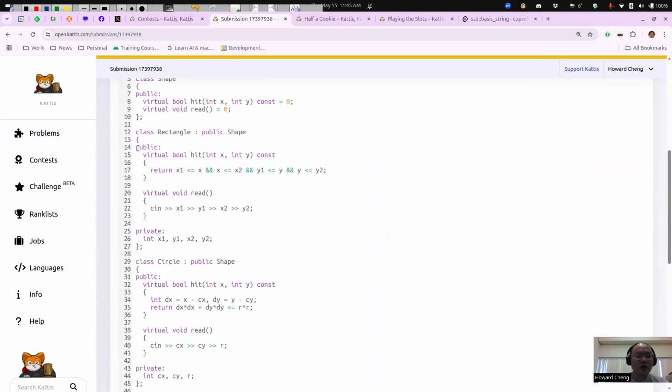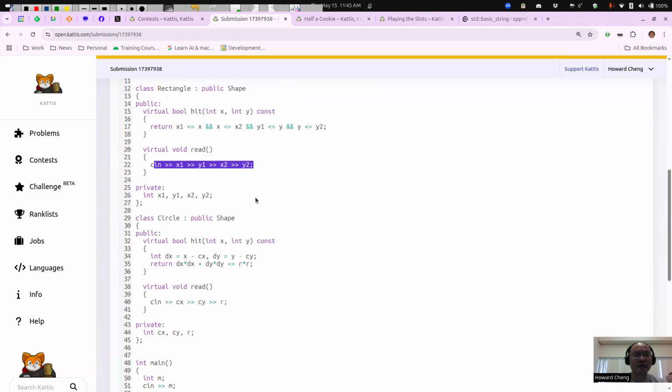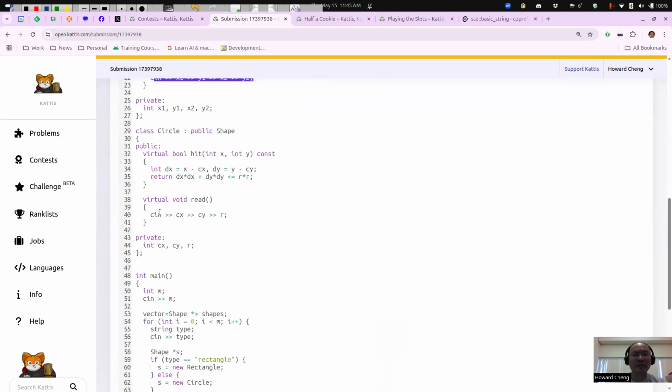Okay, so to see if a particular point x and y hits the rectangle, I do this check, which is what I wrote before. And then to read, I just do that. Read it from cin, and then I do something similar for circle. So here I compute dx, which is x minus cx, and dy, which is y minus cy, and then basically dx squared plus dy squared is less than or equal to r squared.